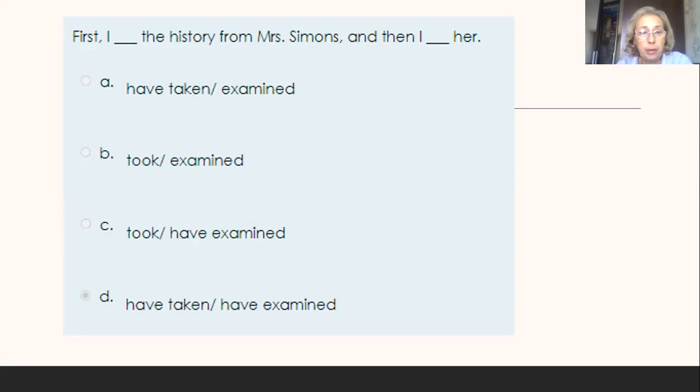And the past simple is which letter? I have taken and I have examined. B. Yes. First I took the history from Mrs. Simons, and then I examined her. So this is the letter B. Took and examined. Yes.